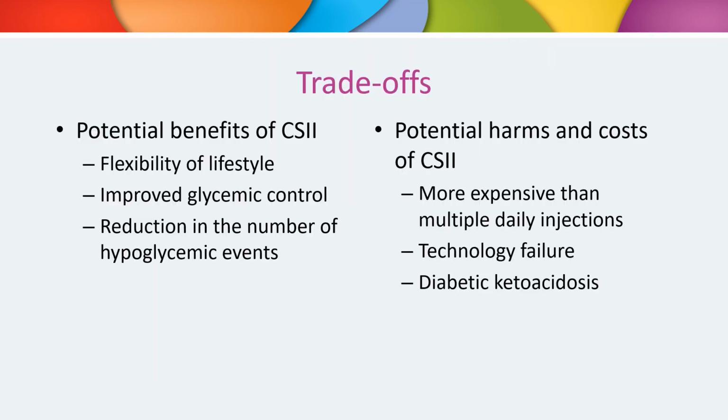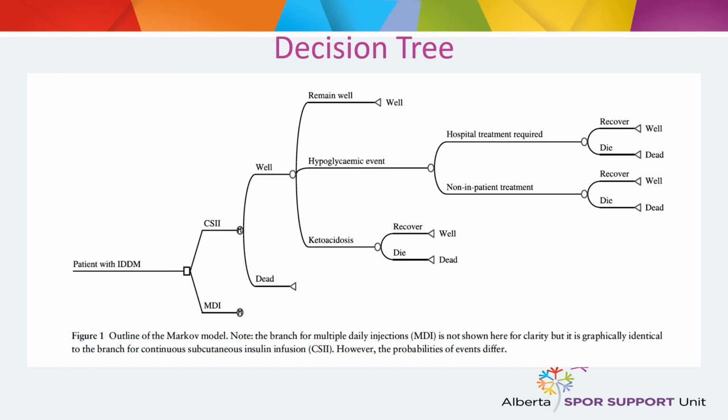So what are the potential benefits of the pump technology? They include flexibility of lifestyle, improved glycemic control, and a potential reduction in the number of hypoglycemic events. Potential harms include technology failure, increased risk for ketoacidosis, and it is more expensive than multiple daily injections. The authors use a decision tree to illustrate the consequences of each alternative.